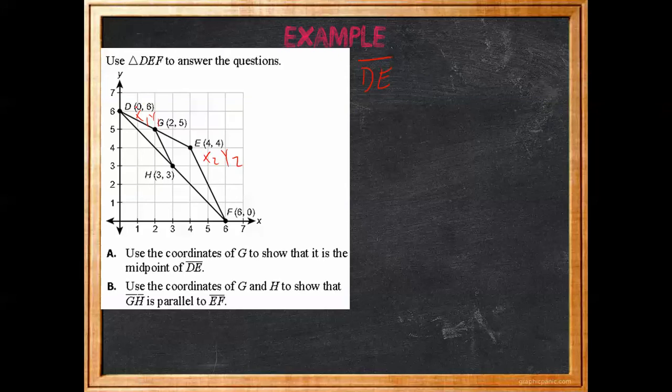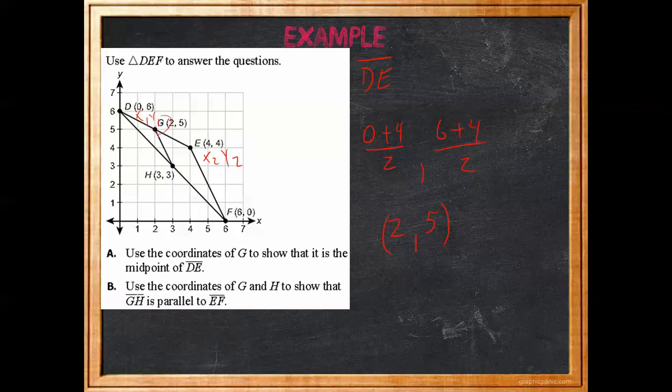Okay, so here we have x1, y1, x2, y2. I add x1 and x2, 0 plus 4, and I divide it by 2. And then y1 and y2, I have 6 plus 4 divided by 2. 0 plus 4 is 4, divided by 2 is 2. 6 plus 4 is 10, divided by 2 is 5. So the midpoint is (2, 5). So we've proven that G is the midpoint.